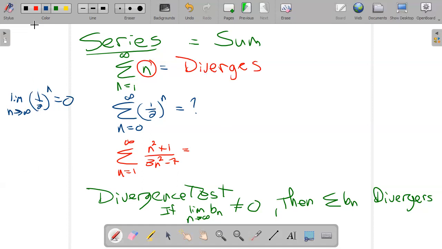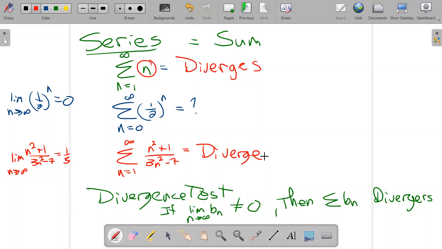How about this one right here? What's the limit of these terms? Its limit is 1/3. Is that 0? The answer is no. So the divergence test says this sum right here will not converge. It must diverge.